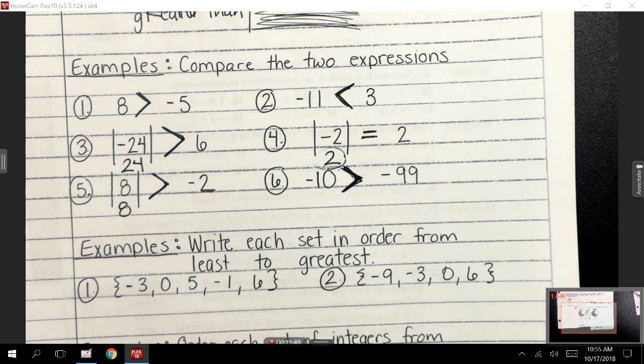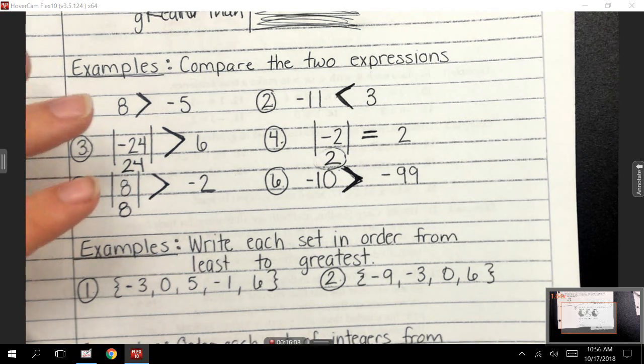After I get to 0, now I'm going to the positives. So now the further it gets away from 0, the bigger it is. But for the negatives, the closer it gets, the bigger. For positives, the further it gets, the bigger. So yes, thank you. That is what I said, and that is what I meant. All right. Hunter?